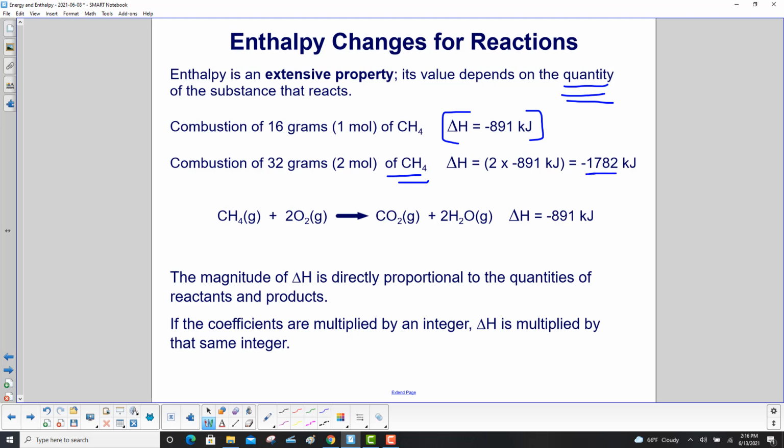So that would be negative 1,782 kilojoules. The magnitude of the change in enthalpy is directly proportional to the quantities of reactants and products. If the coefficients are multiplied by an integer, delta H, the change in enthalpy, is multiplied by that same integer. So in this case here, how many moles of methane do you see? Well, just one. There's an understood 1 in front of the CH4, so the delta H will be minus 891 kilojoules for that combustion reaction.